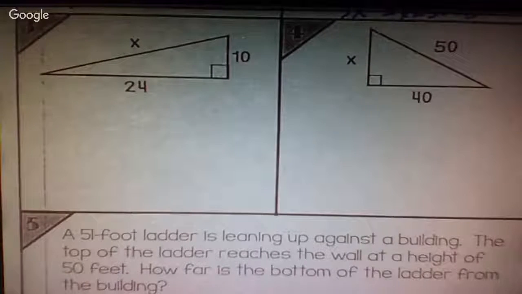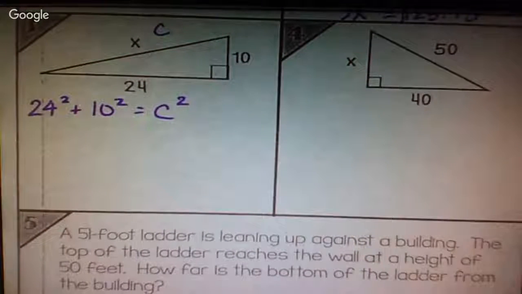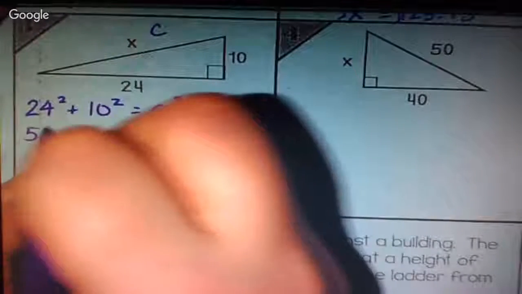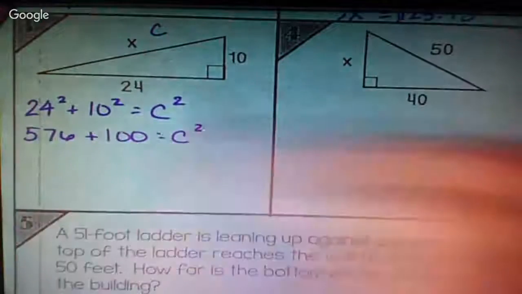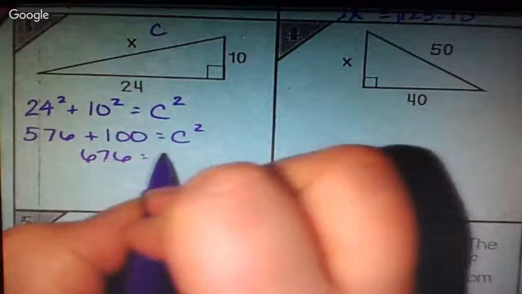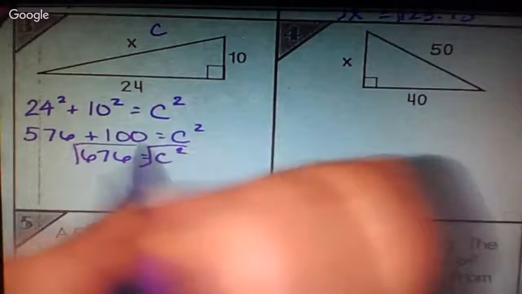Not really. So if we take a look at number 3, what am I solving for? A leg or the hypotenuse? We're solving for the hypotenuse. So here you should have had 24 squared plus 10 squared equals c squared or x squared, whatever. What do you get when you square 24? 576. What do you get when you square 10? Add them together, you get 676. And when I take the square root, 26.